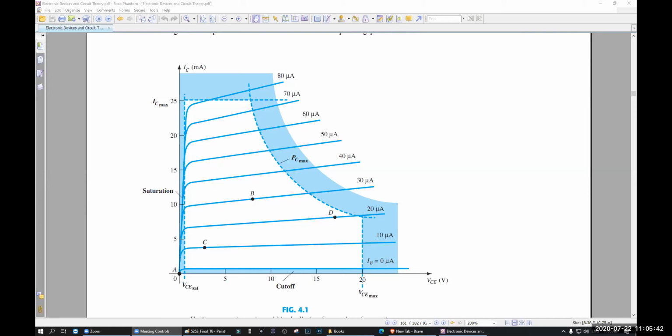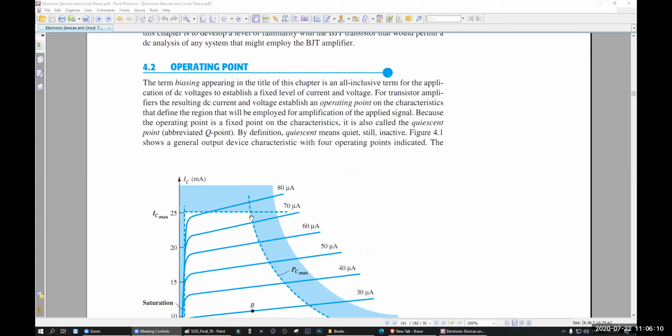According to your voltage and your current, you might have a point. That will be your operating point. Let's say your voltage is 7 volt or 8 volt, your current is 10, and your IB is 30. So your operating point is this one. You might have your operating point here, or here. Understand? It depends upon your wish. That is called the operating point.